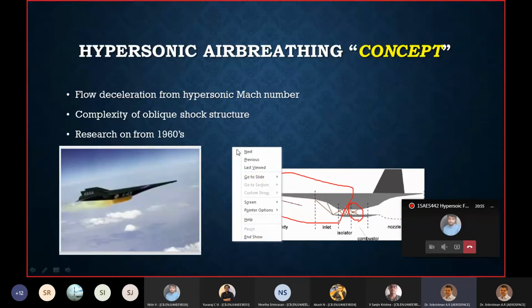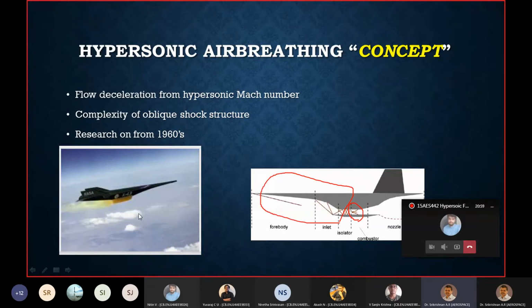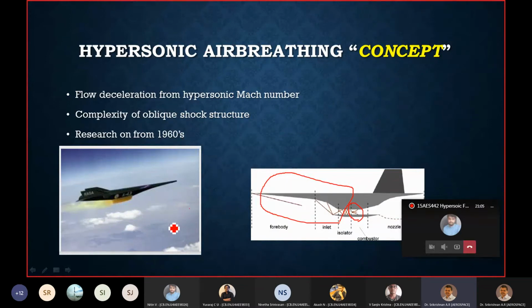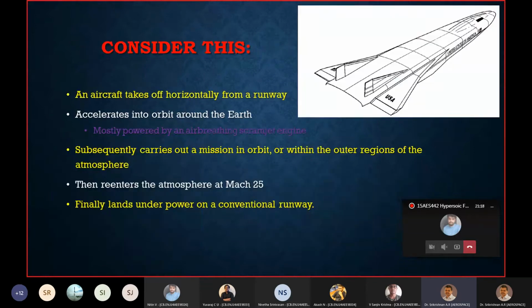We still see pictures like this as artist's impressions, which will certainly take some more time before we can have a real life application for scramjet propulsion. But these are areas where hypersonic flow and the analysis of hypersonic flow are very important.